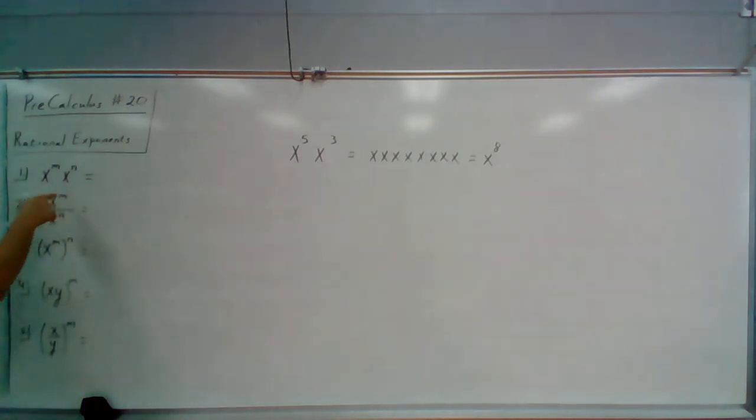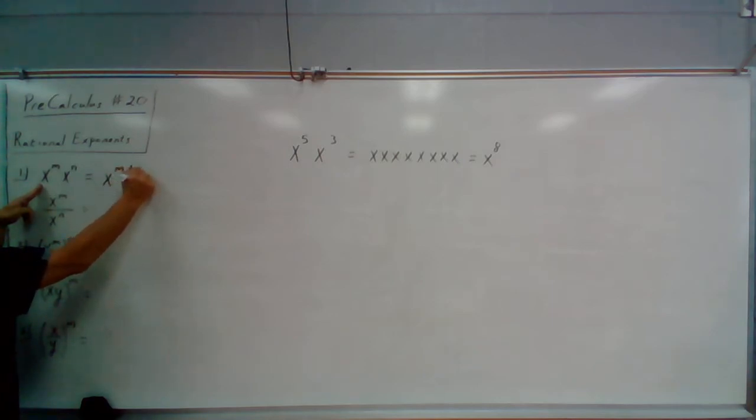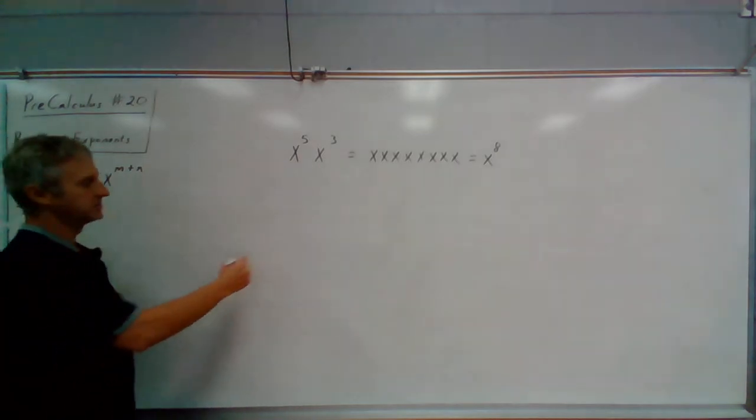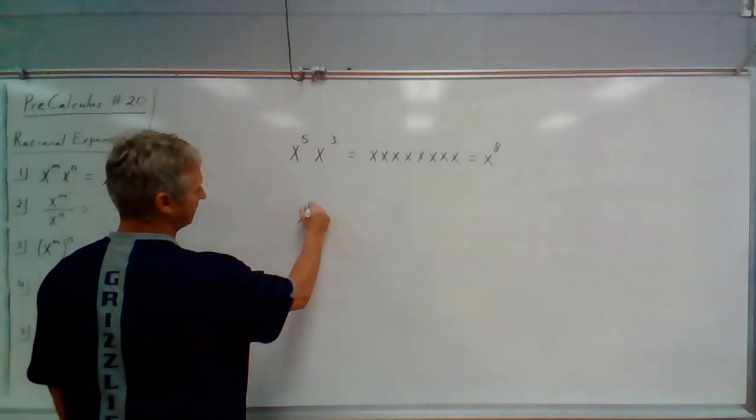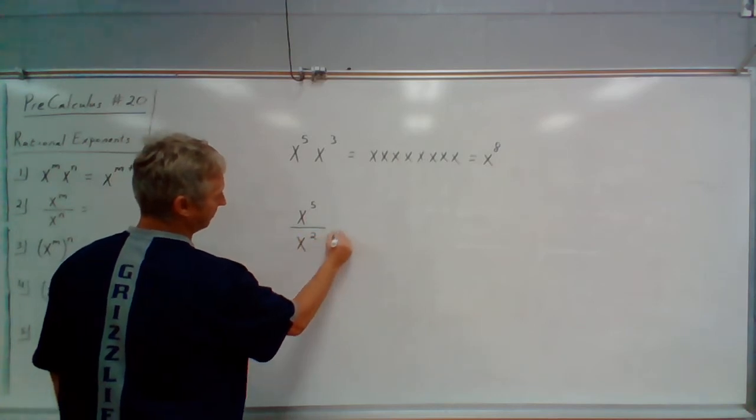Okay, so the first rule, if we have x to the m times x to the n, that will be x to the m plus n. All right, what about division? We have the same base of x, x to the m divided by x to the n. Let's look at an example. Say we have x to the fifth divided by x squared.